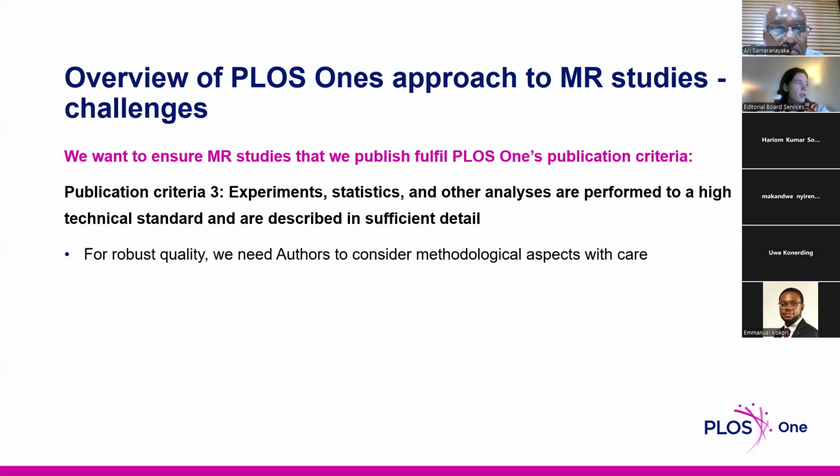Then we can move on to publication criteria 3, which is the trickiest one, I would say, with Mendelian randomization studies. The publication criteria is that experiments, statistics, and other analysis are performed to a high technical standard and that they are described in sufficient detail. Now, this is very tricky with Mendelian randomization studies because there is a whole lot of different methodology out there that addresses the need for these 3 key assumptions that we've discussed in the beginning, and that addresses the statistical analysis.